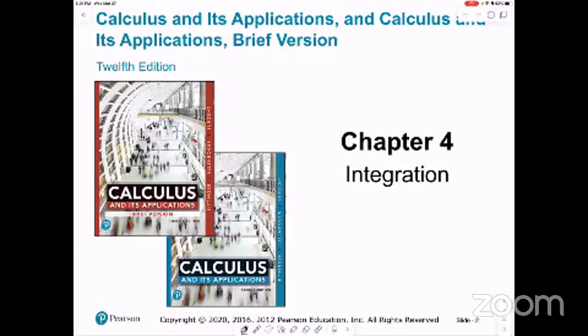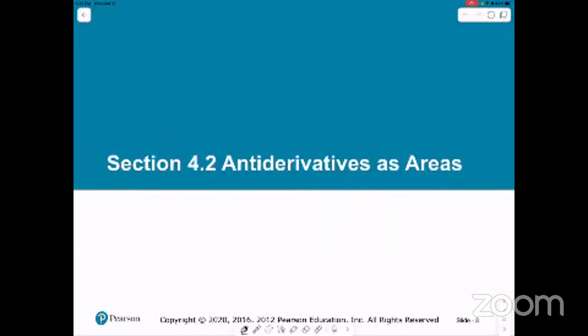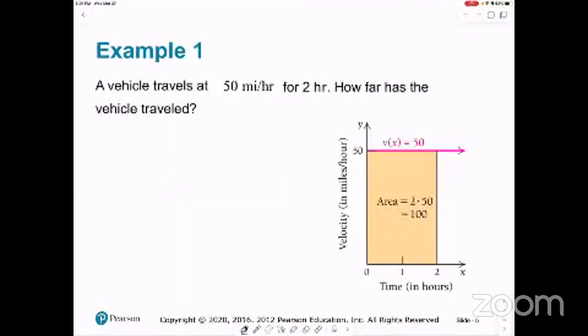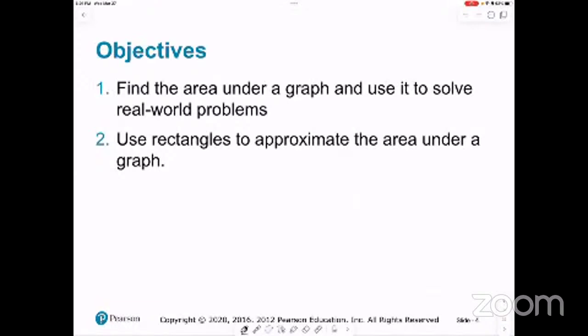Okay. So in section 4.2, we're going to look at antiderivatives as area. Some objectives here: find the area under a graph and use it to solve real world problems. Use rectangles to approximate the area under a graph. A vehicle travels at 50 miles per hour for 2 hours. How far has the vehicle traveled?